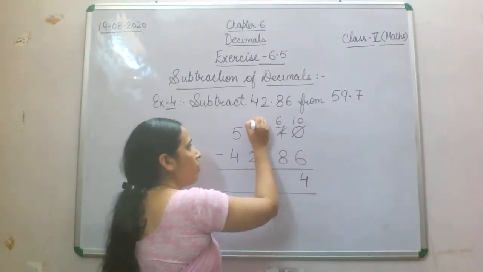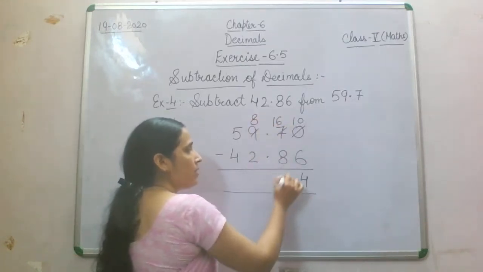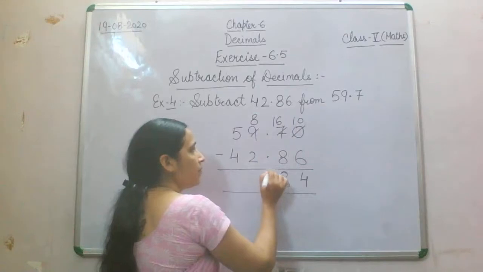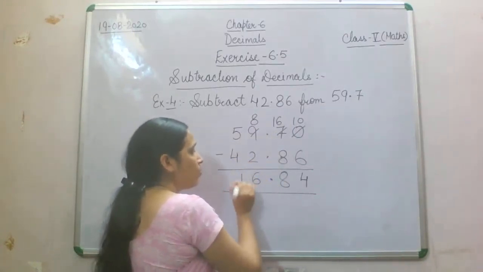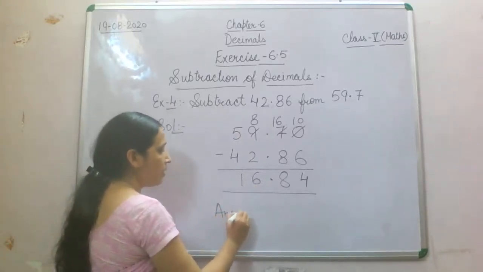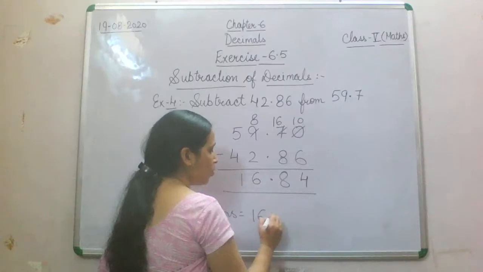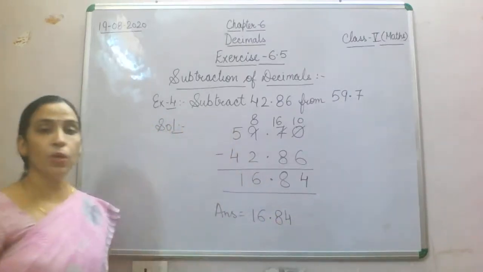Now 6, what will 6 do? 6 will borrow from 9. 9 will become 8. This will become 16. 16 minus 8, you will get 8. Now 8 minus 2, what will you get? 6. 5 minus 4, you will get 1. So what is the answer here? The answer will be 16.84. So this will be your answer.